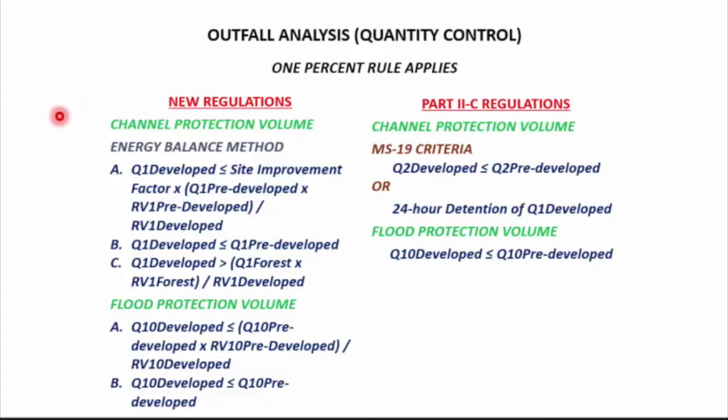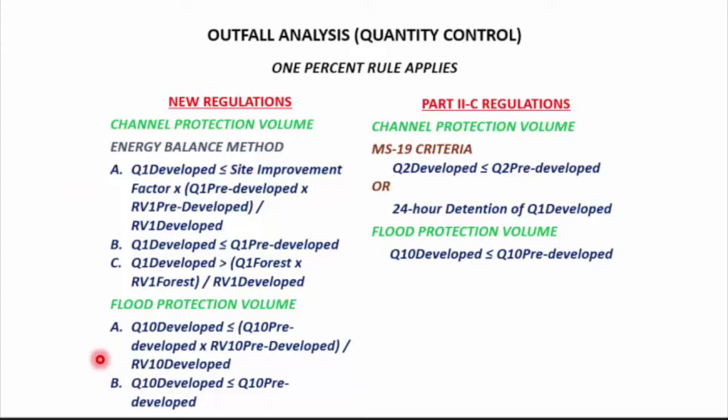In the new regulations, the channel protection volume is determined based on the energy balance method. It is not just the peak discharges, but also the total runoff volumes which are to be considered while determining the adequacy of the outfall. Q1, 1-year storm, is considered adequate for the energy balance methods. Q1 developed should be less than or equal to site development factor times the Q1 pre times RV pre divided by RV post. Site development factor is 80% or 90% depending upon the site area.